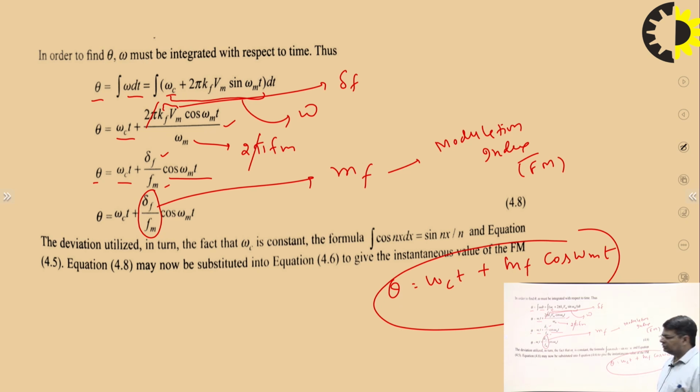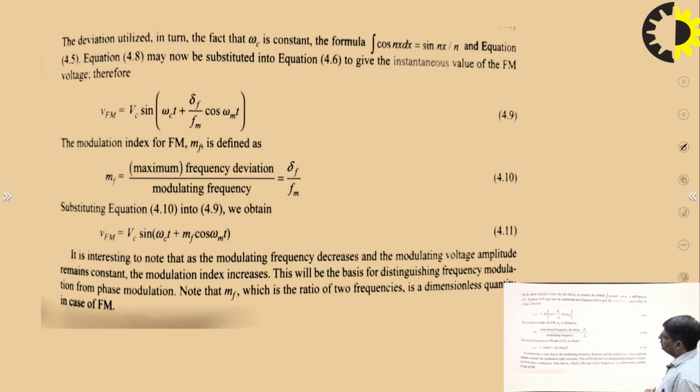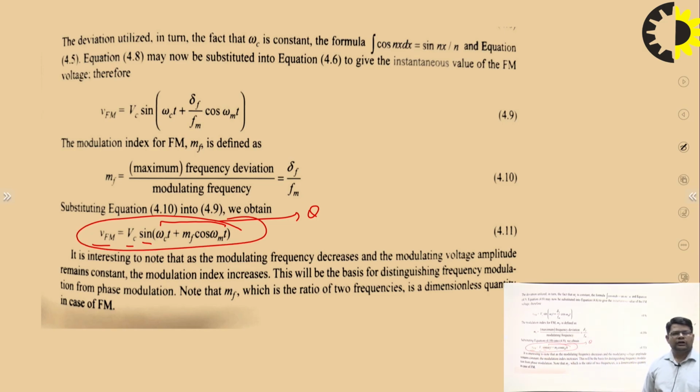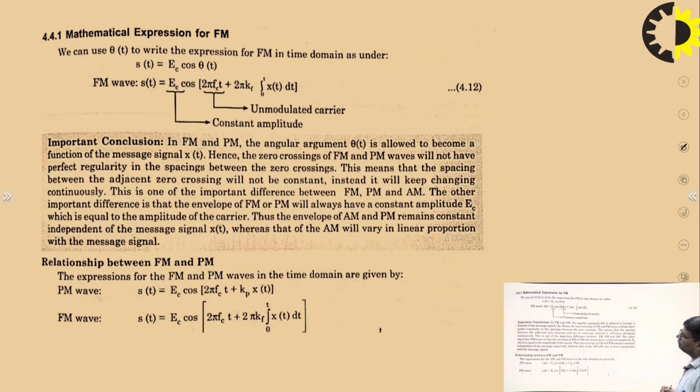This value of theta can be put in the earlier equation that we studied in the starting. So putting that value in the equation, we have Vfm equal to Vc sine of theta. Putting this value of theta, we get the equation for frequency modulation. This is the standard equation that can be used for the representation of frequency modulation. Basically, there can be a relation between phase modulation and frequency modulation. Let's go to the previous slide.